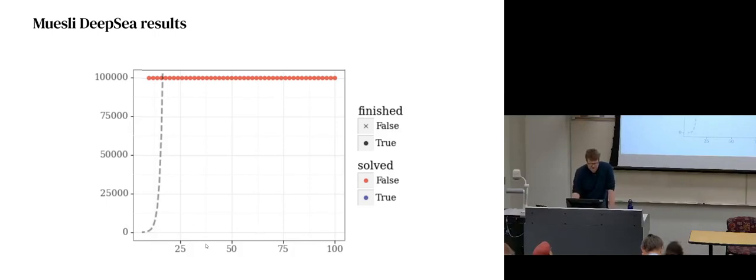On the x-axis is the depth of the deep sea, so every point here is a new environment of a different depth. On the y-axis is how many episodes until Muesli was able to solve that depth reliably. The red dots up here mean it didn't solve it within 100,000 episodes. This gray dashed line is exponential, like what you'd expect from a random agent. Muesli is not able to solve even the most shallow of these, like depth 10, which you would expect to get in about 2 to the 10, around 1,000 episodes.